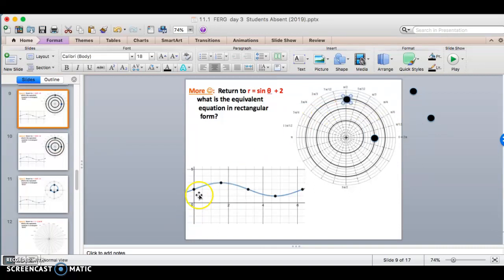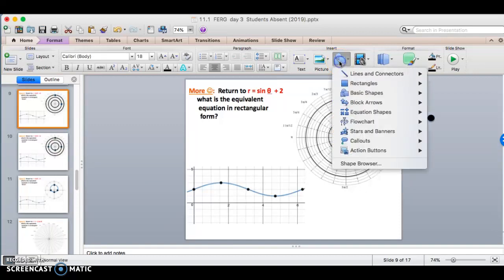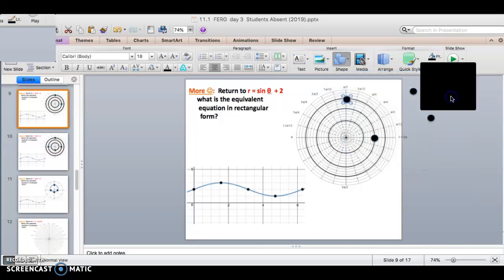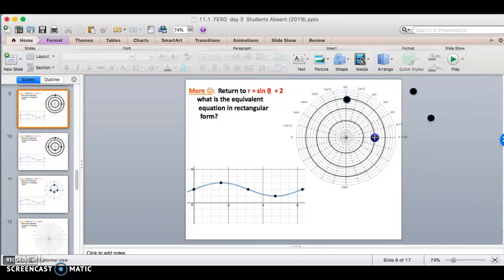Now what's happening between 0 and pi over 2? Between 0 radians and pi over 2, the radius is increasing a little bit until we get to a radius of 3. So let's draw this shape in here, making a nice smooth curve from one point to the next. You see that in blue there? Hopefully you can see that ever so slightly. Your curves will be nicer.